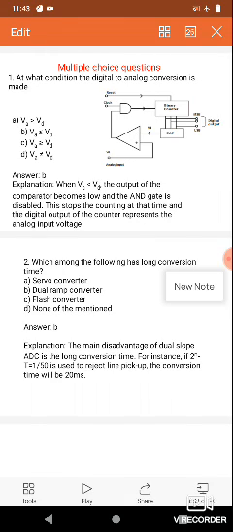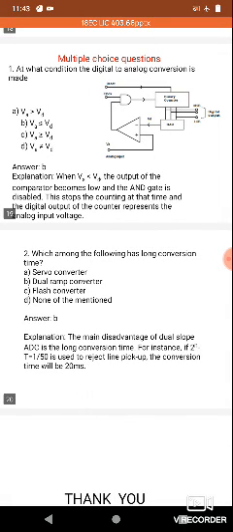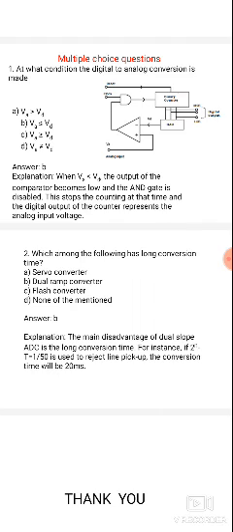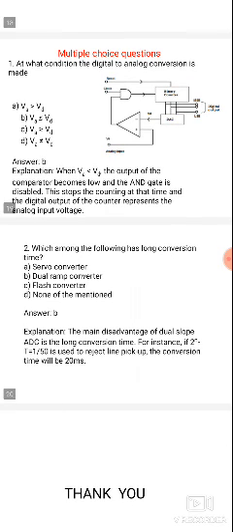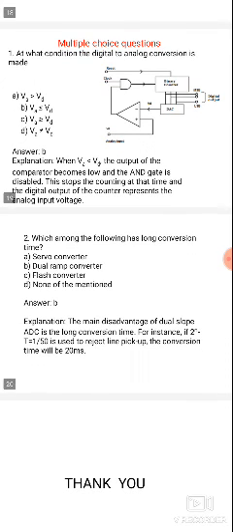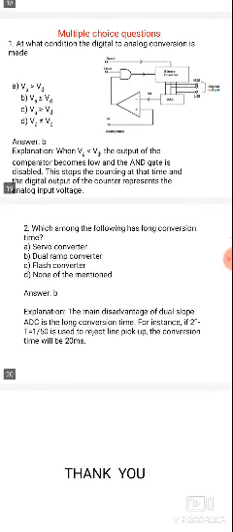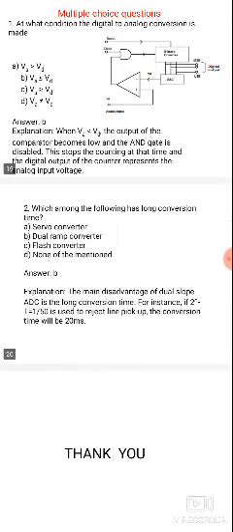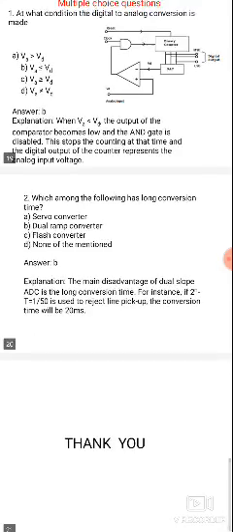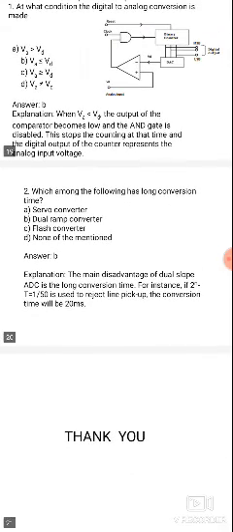Analog to digital conversion happens with VA greater than VD, where VD is the output of the digital to analog converter. This method is used for conversion from analog to digital. When VA is less than VD, the output of the comparator becomes low, the AND gate is disabled, and counting stops. At that time the digital output of the counter represents the analog input voltage.